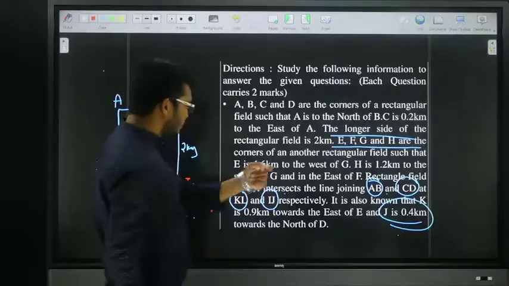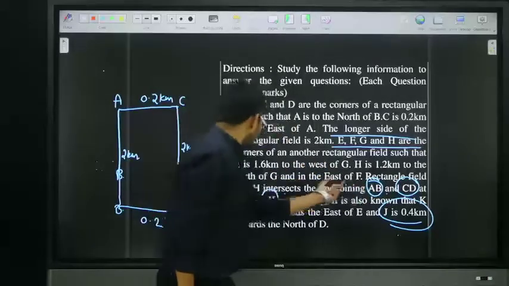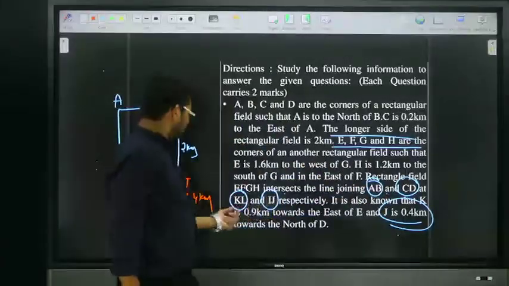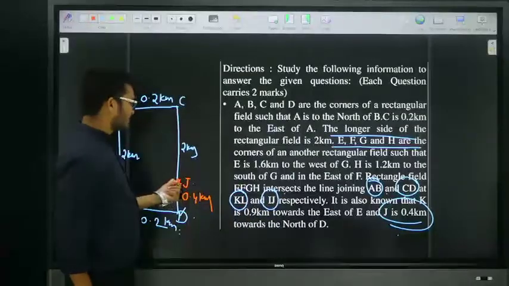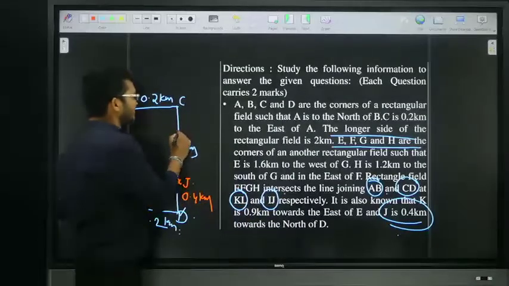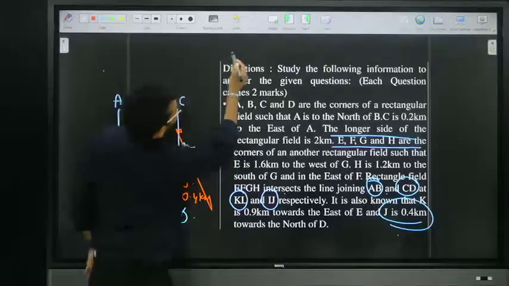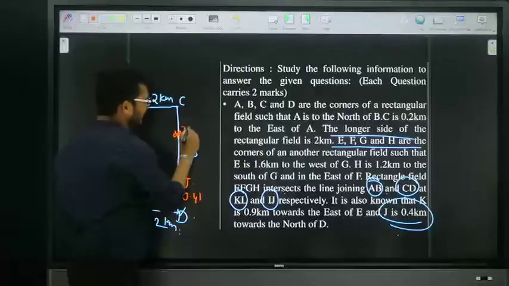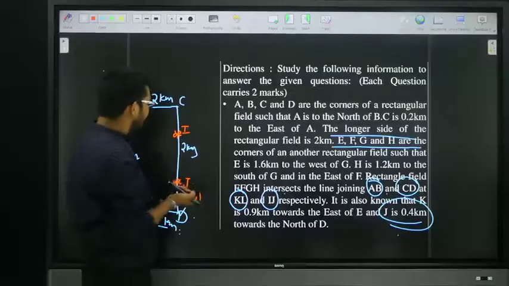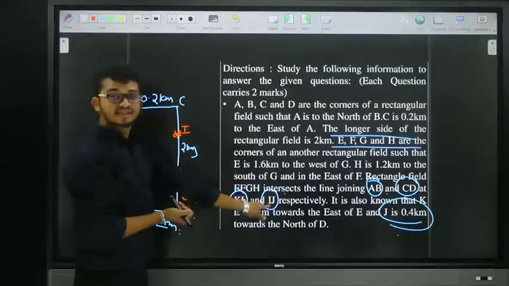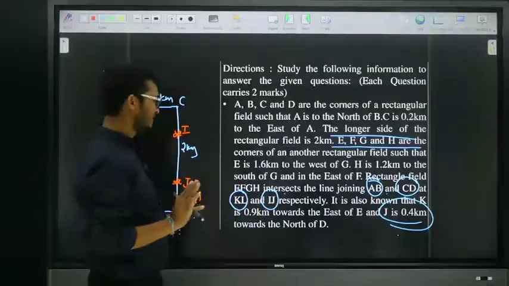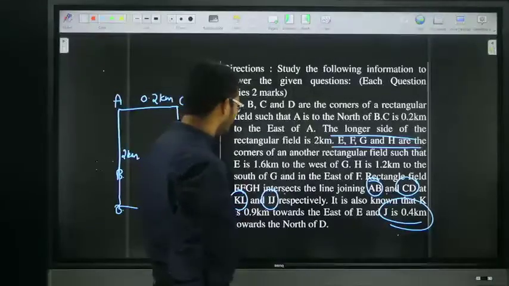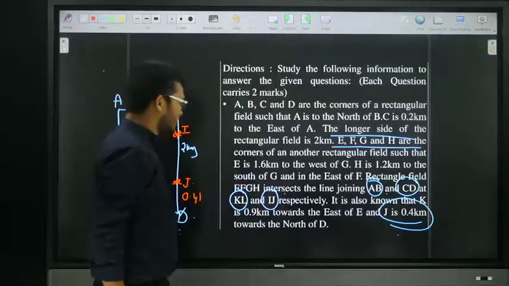Friends, but again, the clue point is what? AB is intersecting at KL and CD is intersecting at IJ. Then this one is what? J. This one is J, which means this one is compulsory I, because CD is intersecting at IJ. Yes, leave it. Now, friends, here I is completed. After I is completed, next go for another clue point.